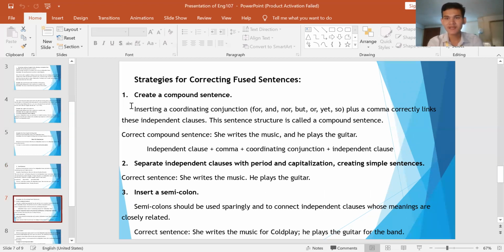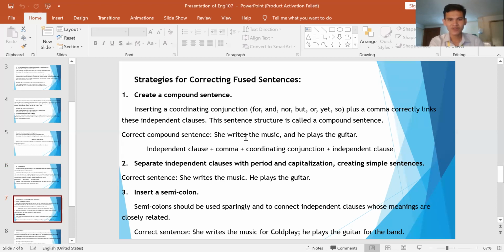A compound sentence contains at least two or more independent clauses, or main clauses, that are linked or connected by a coordinating conjunction, a comma, or a semicolon. Inserting a coordinating conjunction (for, and, nor, but, or, yet, so) plus a comma correctly links these independent clauses. This sentence structure is called a compound sentence. Two independent clauses are connected by a coordinating conjunction.